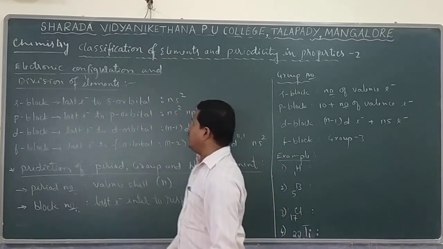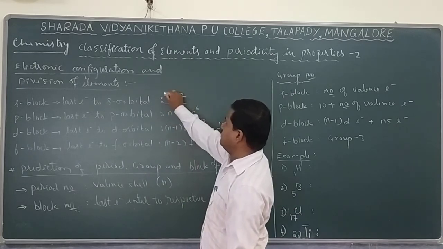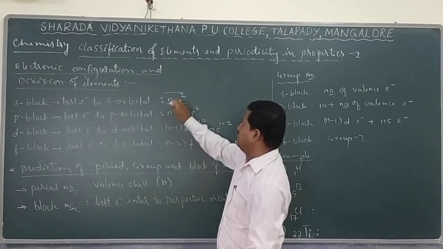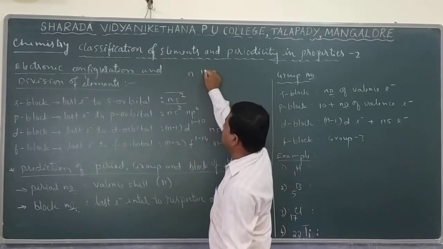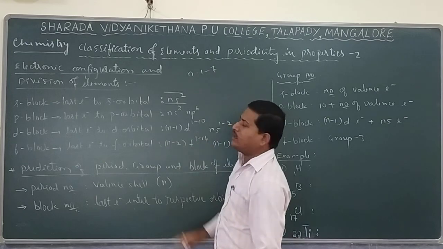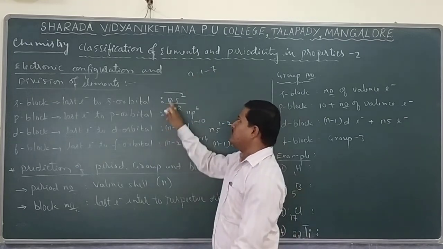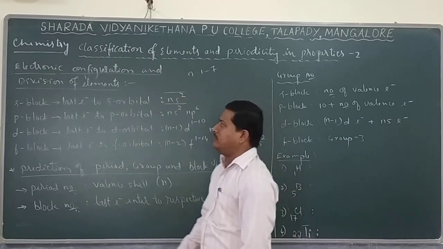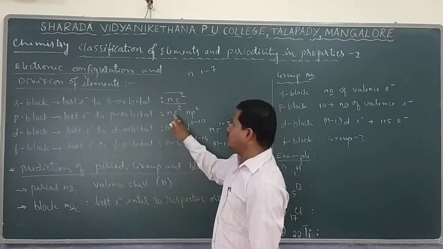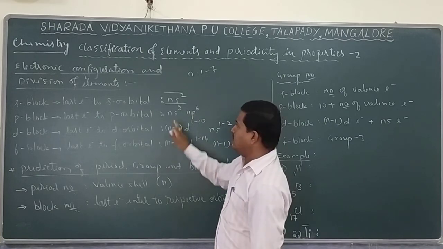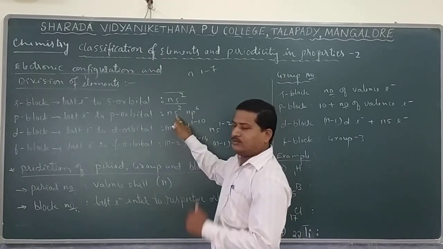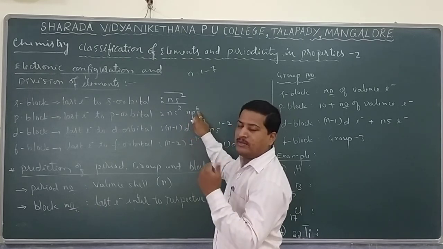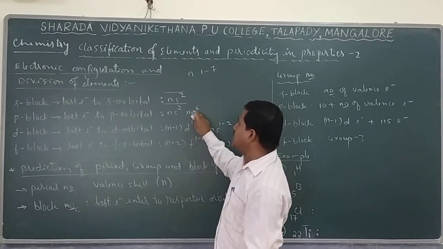For an s block element, the electronic configuration is ns1 to ns2. So n takes a value from 1 to 7. Here n is nothing but the valence shell. So ns2 is the configuration, since an s orbital can accommodate a maximum of 2 electrons. And for the p block, it shows ns2 np1 to np6: ns2 followed by np1, p2, p3, p4, up to a total of p6.